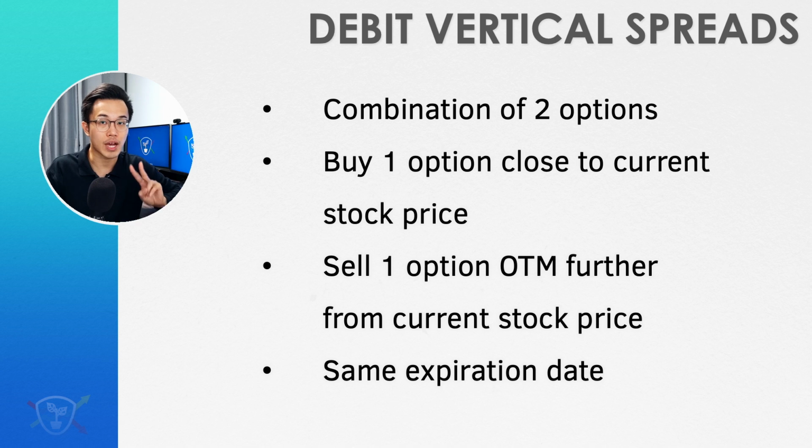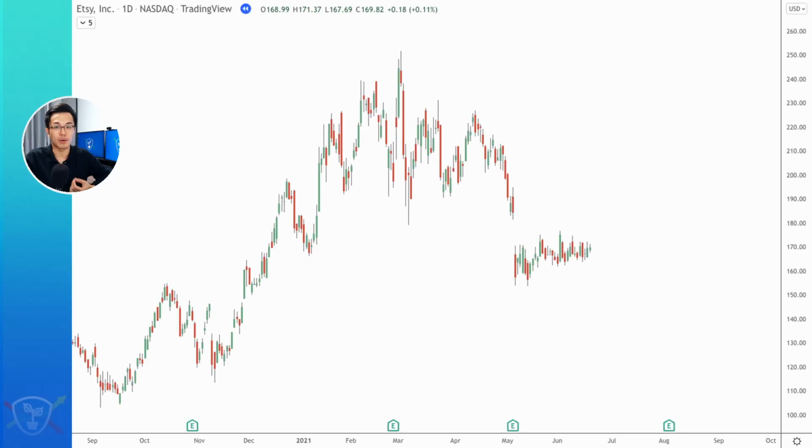Now, there are two types of debit vertical spreads, and I'm going to illustrate them using two examples. But bear in mind that these two examples were specifically selected just to illustrate how the strategy works, and it's not in any way meant to be taken as investment advice. All right, so the first example, this is at C as of June 18, 2021.